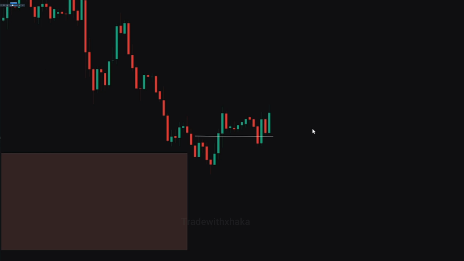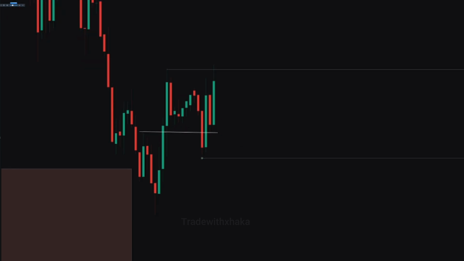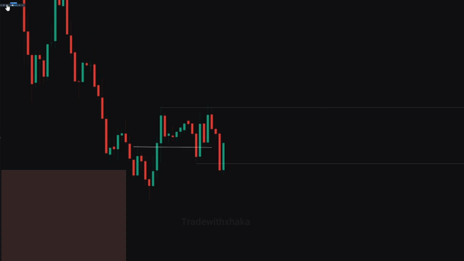Beautiful, beautiful. So we have a sweep here, this sweep. You understand? So now we want to see the market take out this low. This is the low we'll be looking for now. Let's see. Beautiful. As the market has taken out that low, we move to the 5 minutes time frame for market structure shifts.